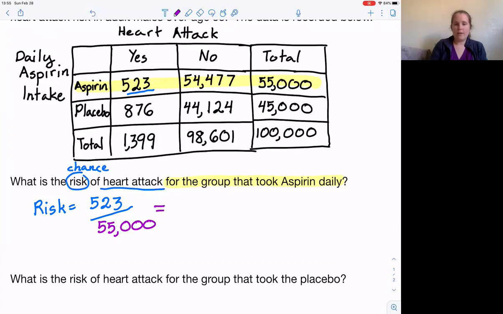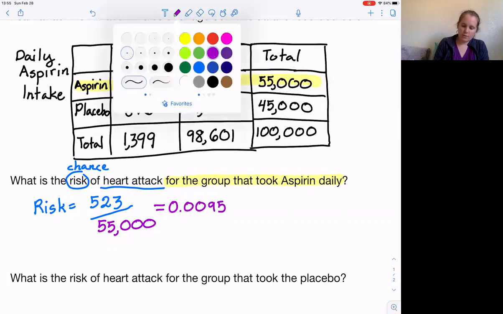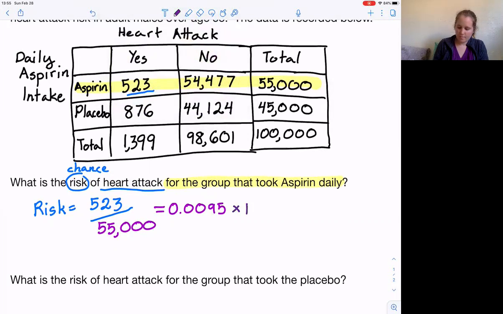And if we do that math, we get 0.0095. Converting this to percent, we wind up with about 0.95%, or almost 1%.